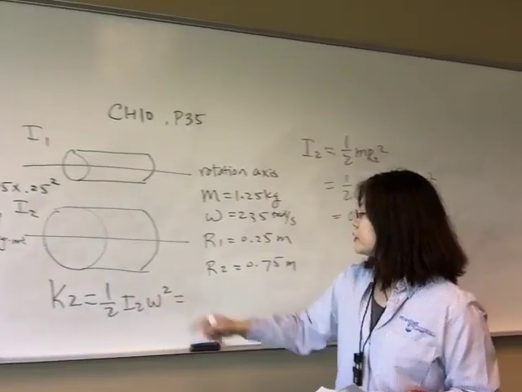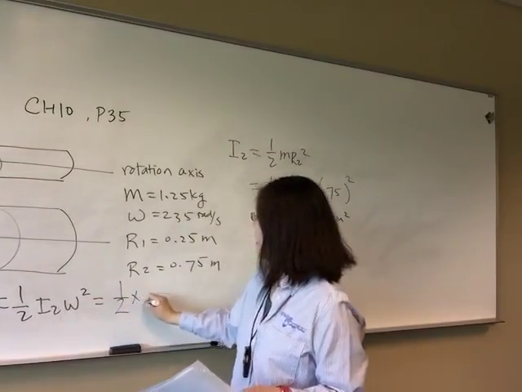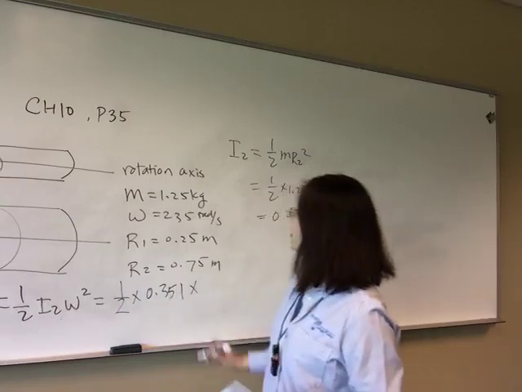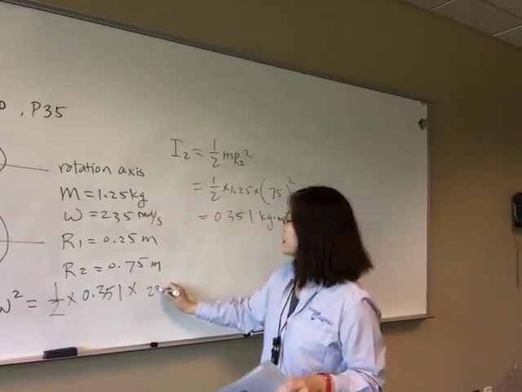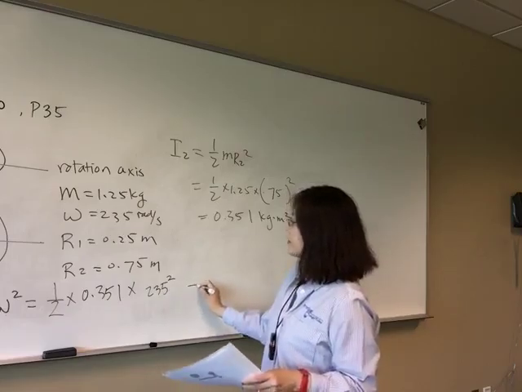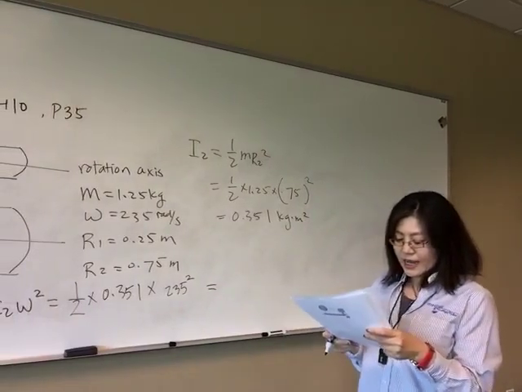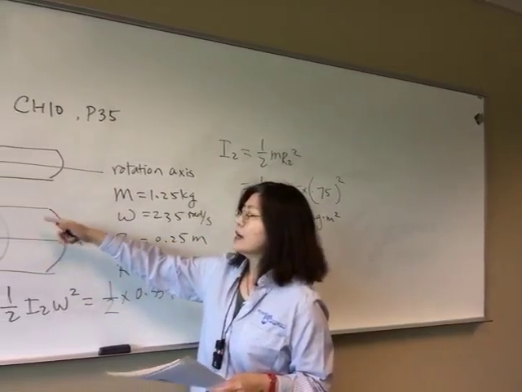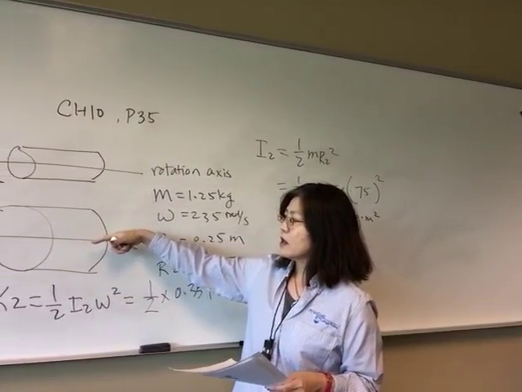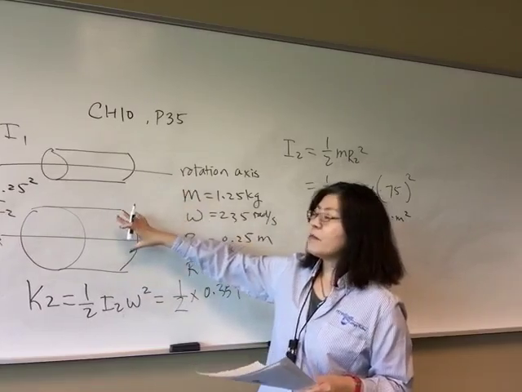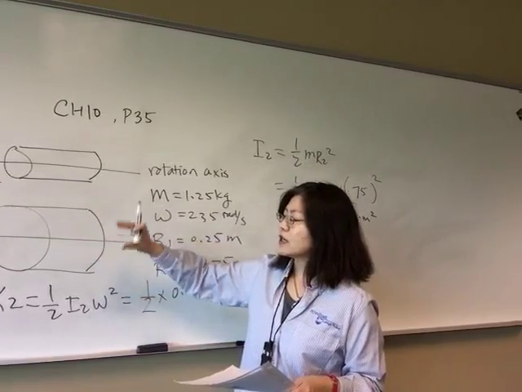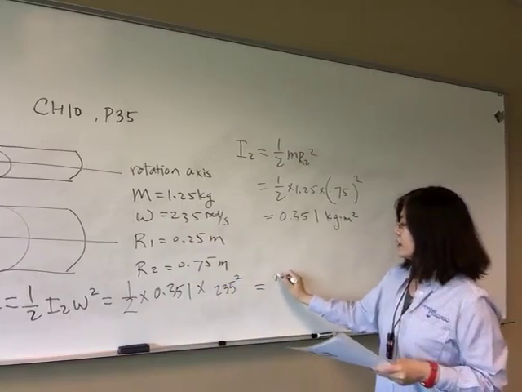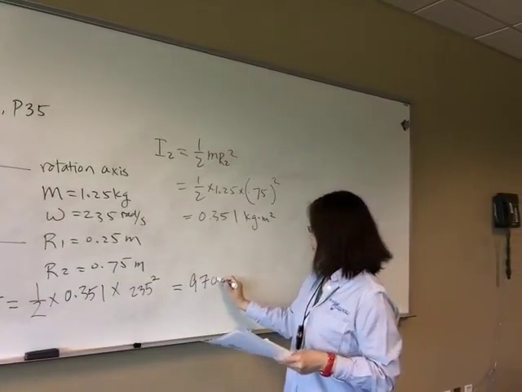And then you plug into this equation. So you have 1/2 times I2, which is 0.351, times omega, and your omega is 235, squared. So after you plug in these numbers, you'll find the kinetic energy involved in order to have the same mass of object, but with a larger radius, rotate at the same speed. You would need this amount of energy to do that.